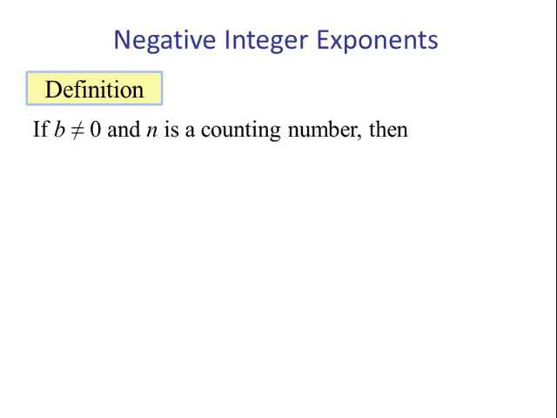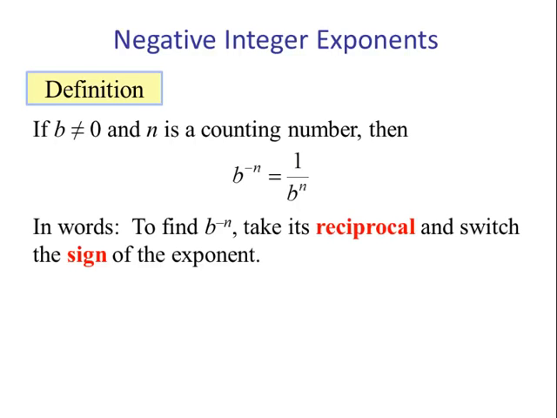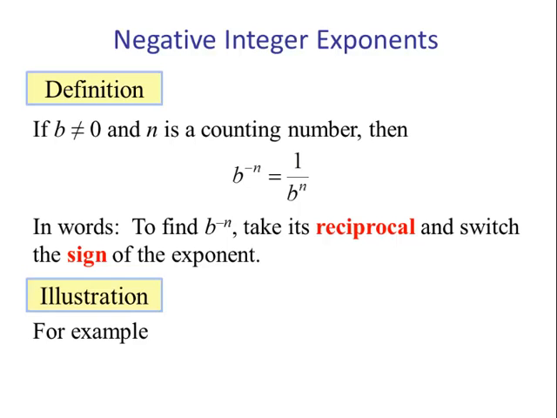So let's define this. If b is not equal to 0 and n is a counting number, then b to the negative n power equals 1 over b to the n. In words, to find b to the negative n, we take its reciprocal and switch the sign of the exponent. For example, 3 to the negative 2 power is equal to the reciprocal, and then we change the sign. Now I like to think that any time you move a base up or down across the line, you have to change the sign of the exponent.